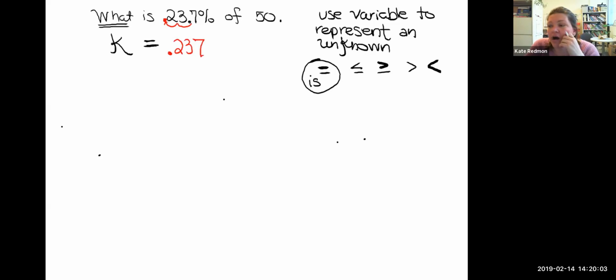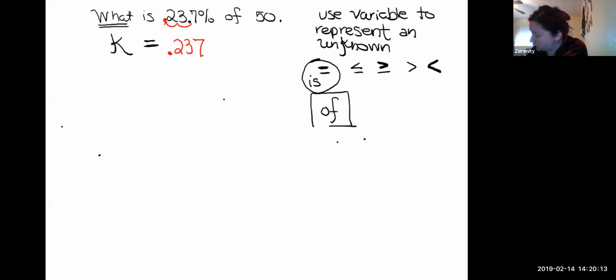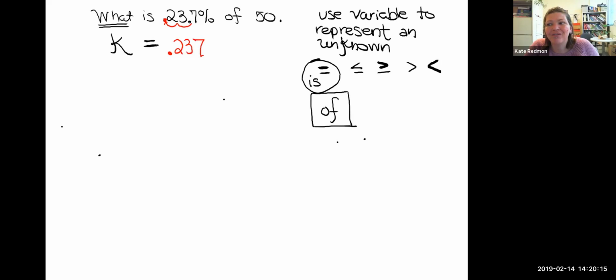Yes. Of is another word I asked you to have memorized in math class. Do you see why I said this is going to lend itself so well to algebra, Serenity? Yes. Of literally means multiply. People don't think that. They think it means divide. Watch out. Of literally means multiply.